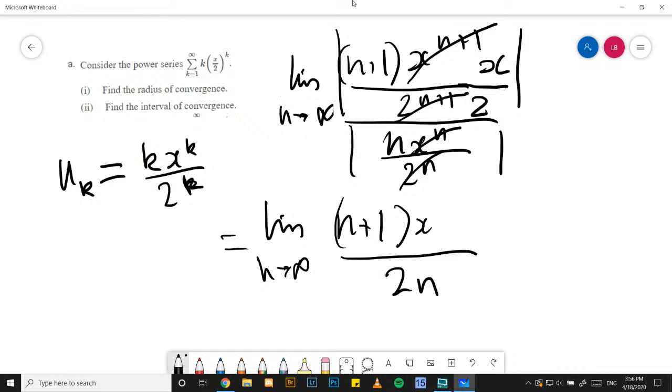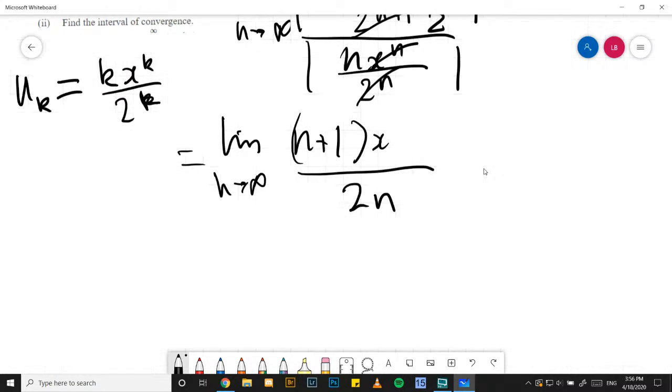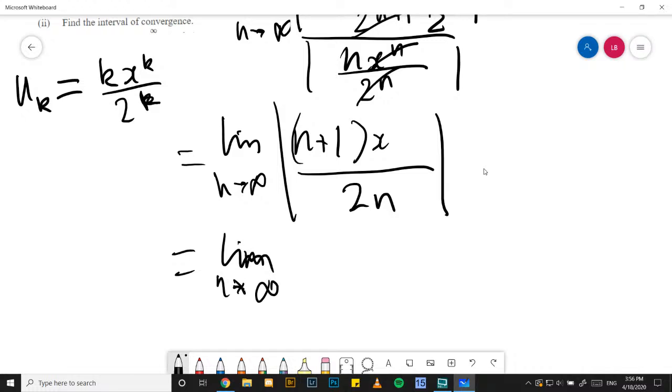Again, I have absolute value signs over the entire thing. And notice there's another problem over here. We have another indeterminate form. As n approaches infinity, n plus 1 is going to approach infinity, and 2n is also going to approach infinity. So again, L'Hopital's rule time. And again, note how we use L'Hopital's rule while we're using the ratio test. It's fine, it always works out. Just make sure you're doing it in the correct context.